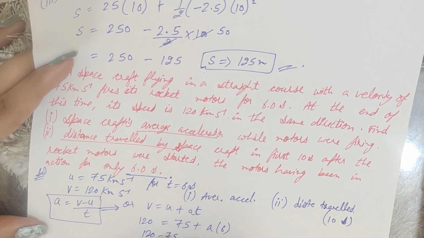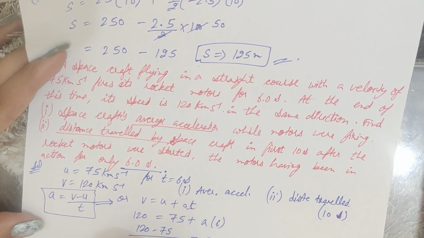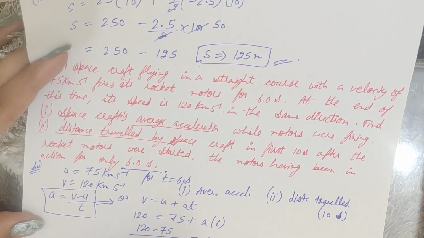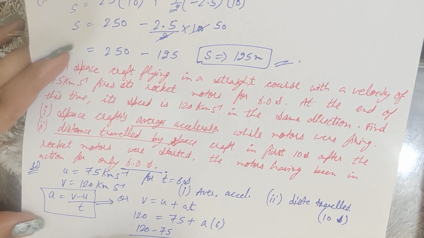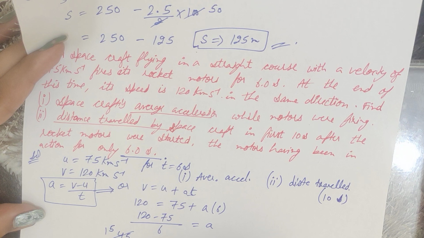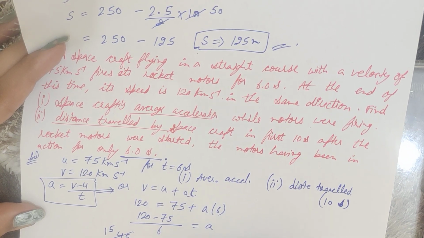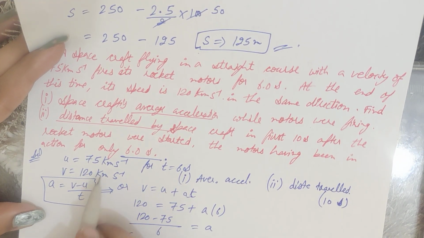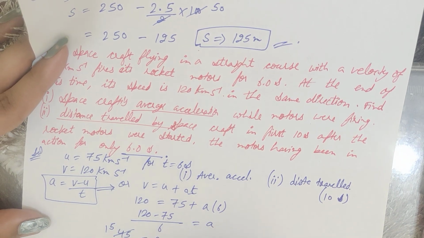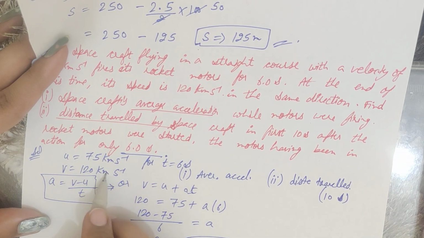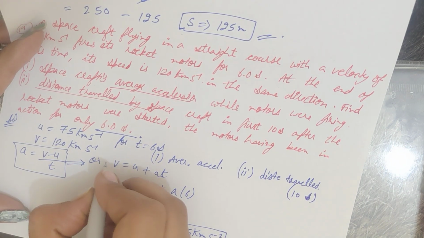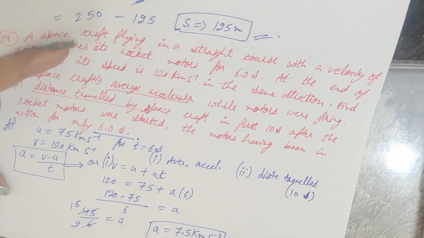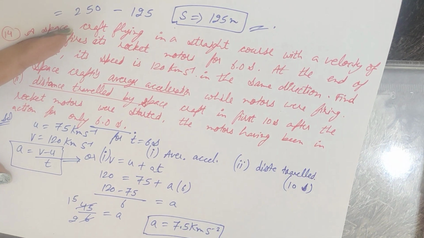120 minus 75 divided by 6 is equal to a. I am doing all these things in short. It will become 45 divided by 6, which is equal to a. Cutting on the table of 2, a is equal to 7.5 kilometer per second square. Why kilometer? Because both the units are given in kilometers only. Because both units are the same, we do not need to change the units. Okay, next, this is the first part. Average acceleration is done. Now come to the second part.